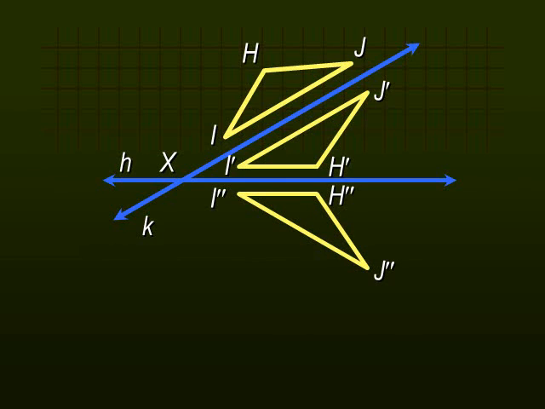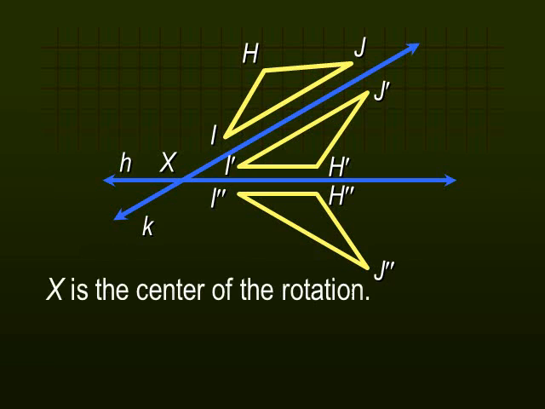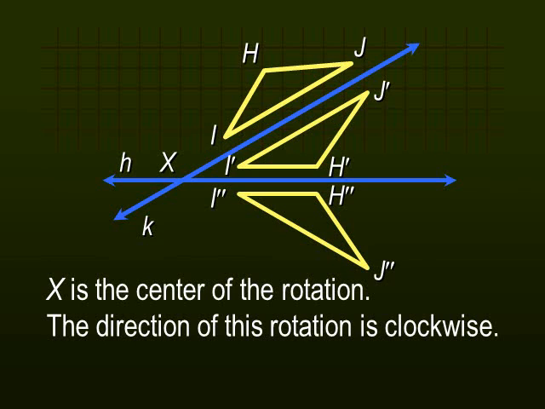So if you look, it almost looks like a fan, a blade of a fan. It rotated like the point X was a pivot point. That's called the center of rotation instead of a pivot point. I just want you to think of it as a turn, even though you're technically reflecting it two times. This direction was clockwise.